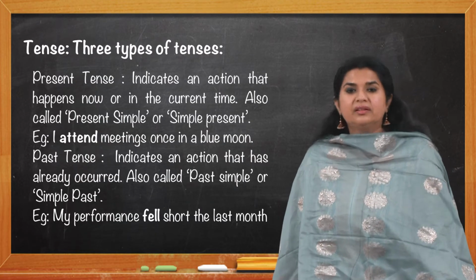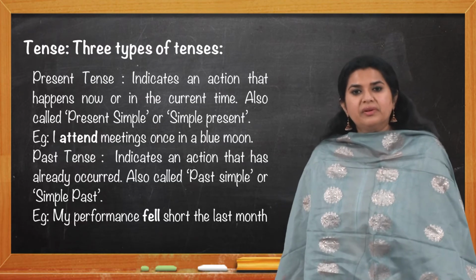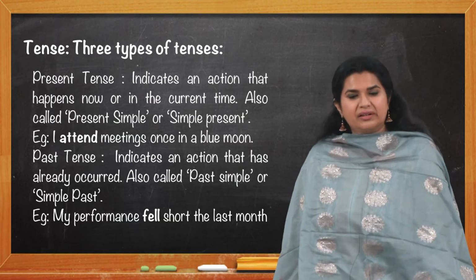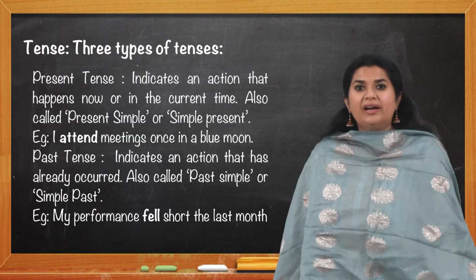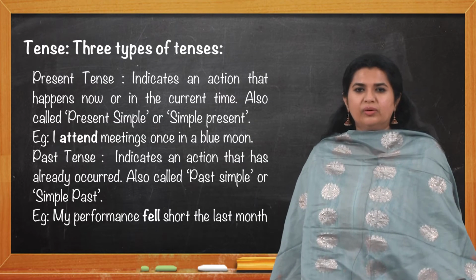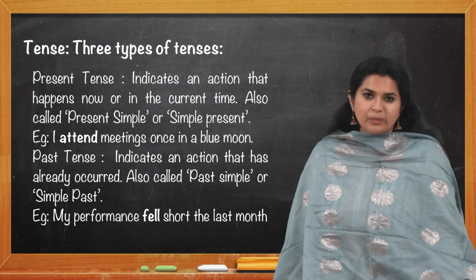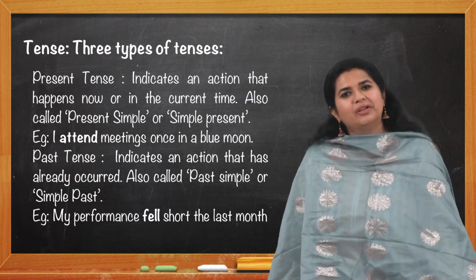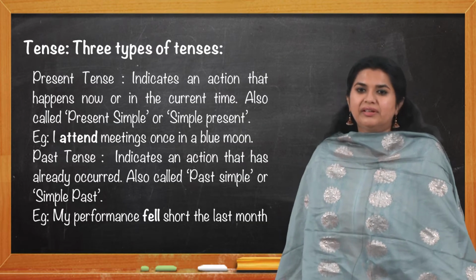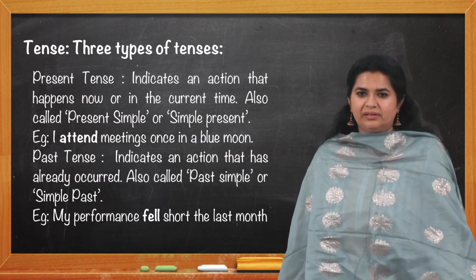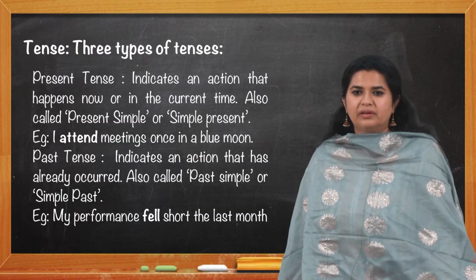Now, tenses and three types of tenses. Present tense, it indicates an action that happens now or in the current times, it is going on. I speak, okay. I teach. I am teaching my students right now through this NPTEL course. Anyway, I do teaching to earn my living. So, I teach. I taught, it will become a past tense, which will indicate an action that has already occurred, which is also called simple past or past simple.